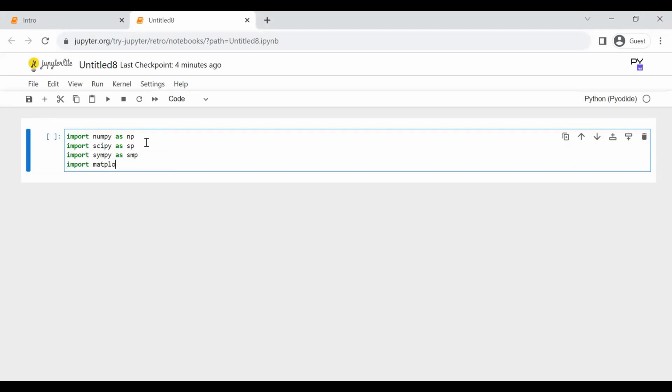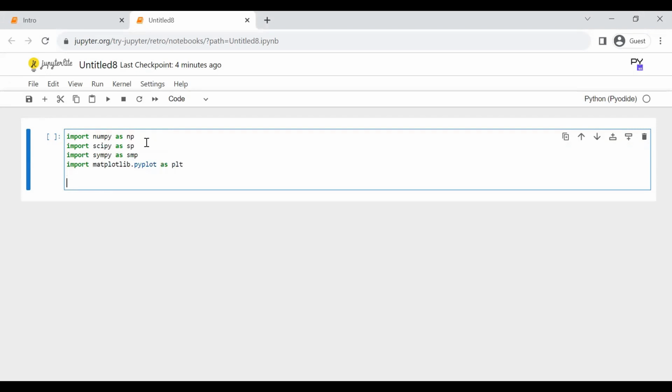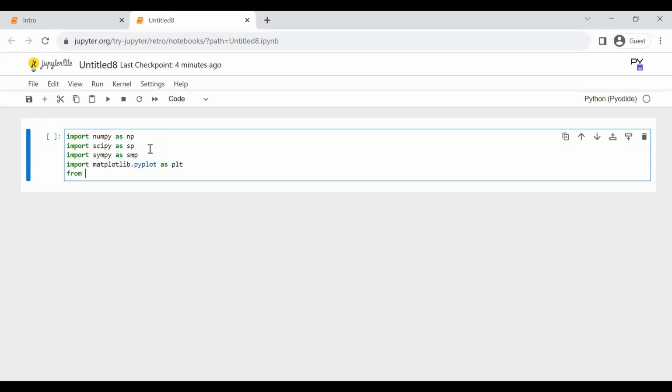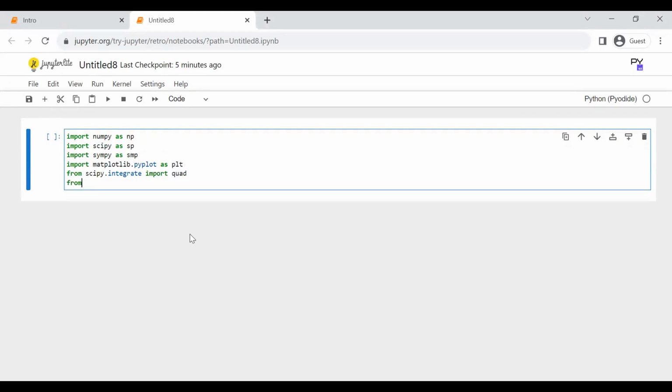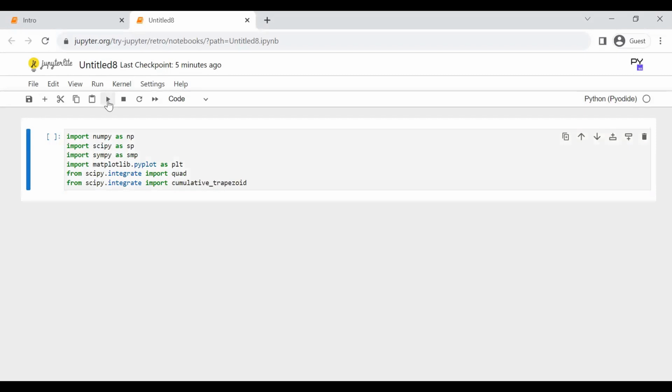import matplotlib.pyplot as plt, not that we'll even use it, and then from scipy.integrate, we want to import a library called quad. From scipy.integrate, we would like to import cumulative_trapezoid. So let's see whether we're able to import this.